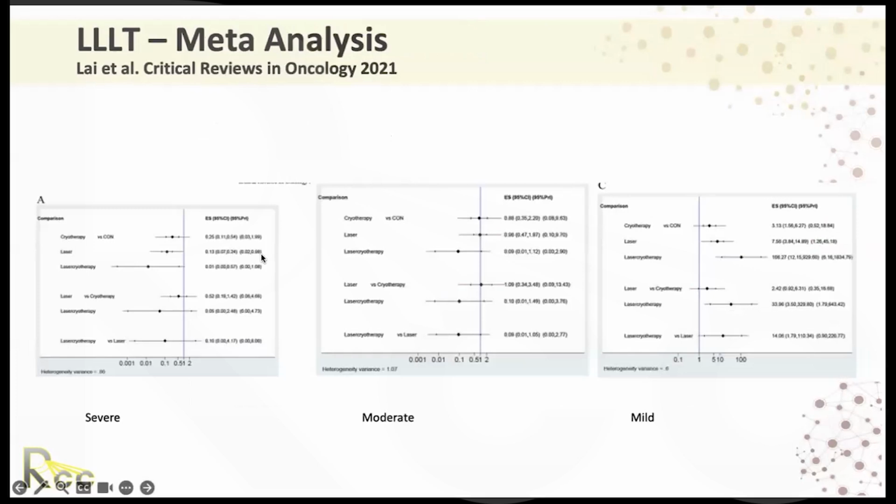This is that meta-analysis that I was talking about. And so you can see the majority of the benefit is in severe mucositis, not as much of a difference in decreasing the risk of mild mucositis. But once you get to grade 3 mucositis, there appears to be a benefit.